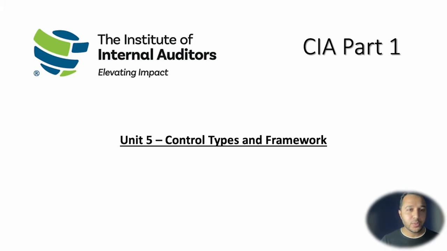Hi, here we are with our next unit of CIA Part 1 lectures. Today's unit is about controls, their types, and frameworks. There are basically two units in the GLIM course content for the CIA Part 1 exam. One is about control frameworks, and the other is how we apply the controls, the application.